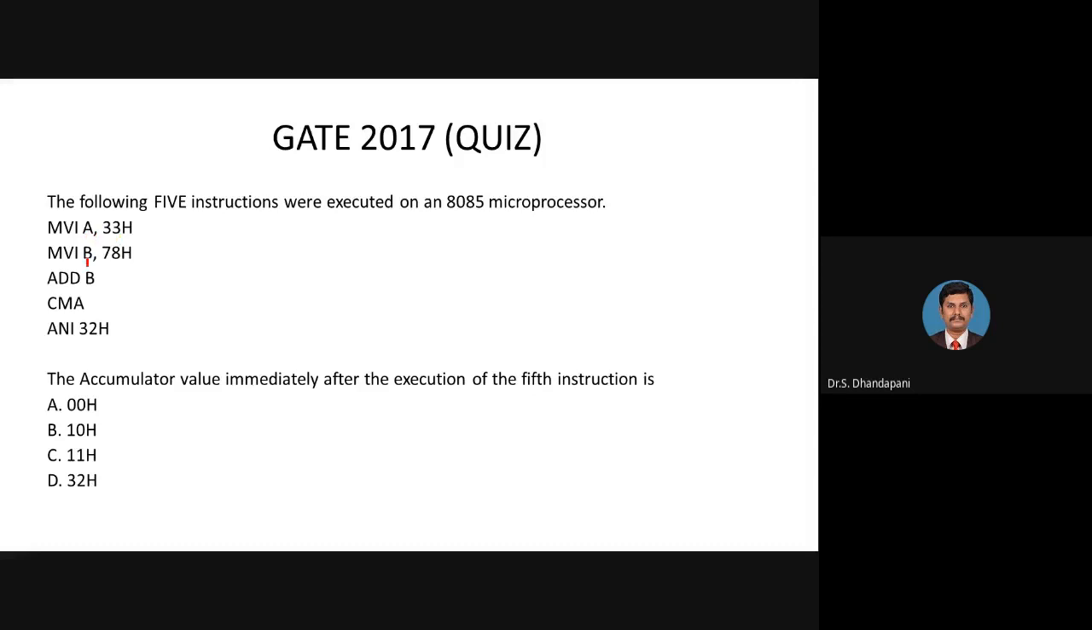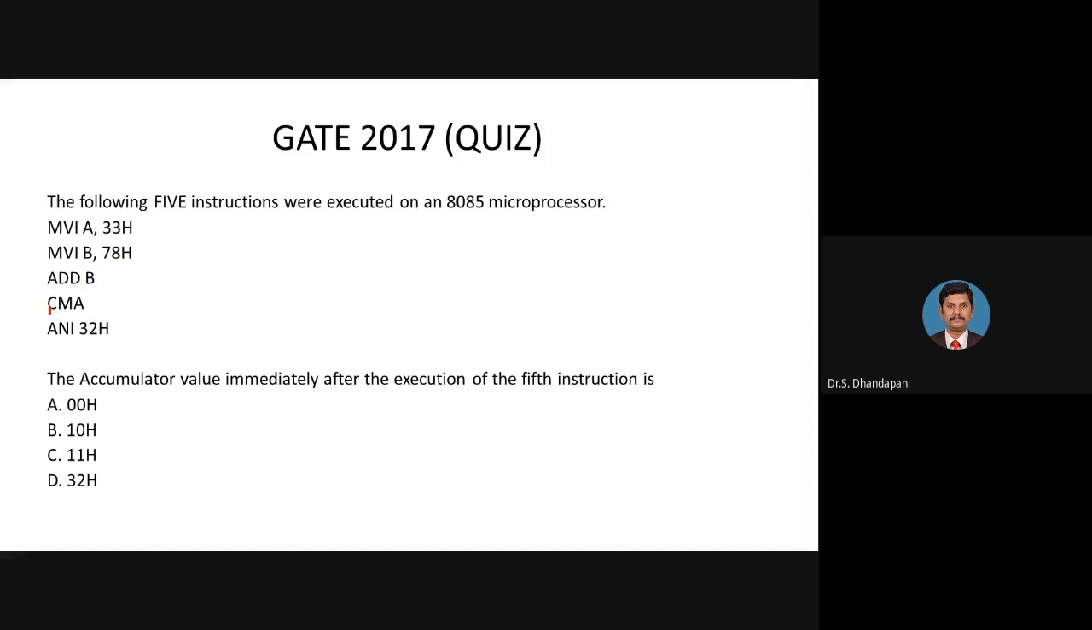Then move immediately to B the value 78 hexadecimal. So another 8-bit number is transferred to B. That means A has the data 33 in hexadecimal, and B has the data 78. Now we are using ADD B. ADD B means the values available in A and B will be added.